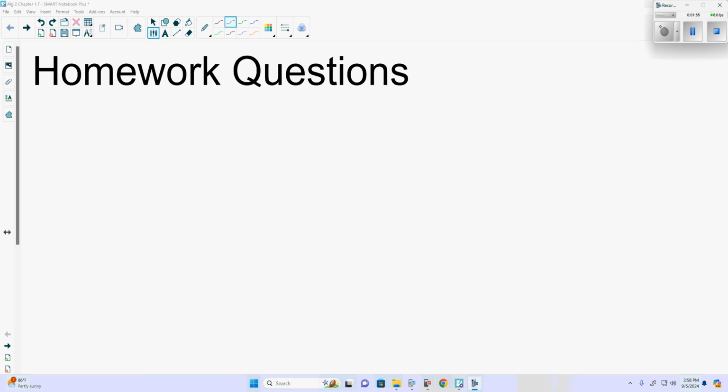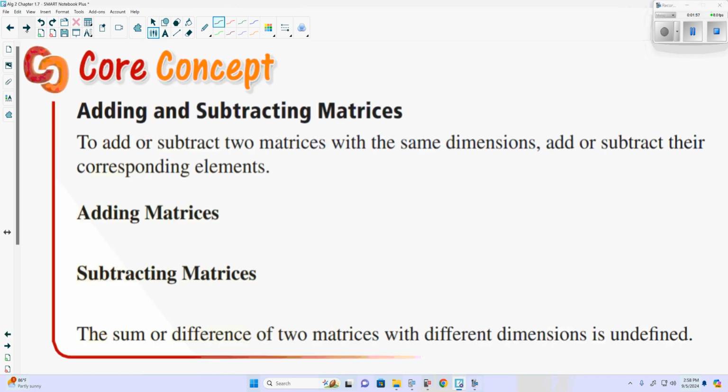All right, guys. Bring it in. What we're doing today is we're starting off with adding and subtracting matrices. What we're doing today is more matrices, more problems with matrices. Now, the first thing we're going to do is adding or subtracting 2 matrices.